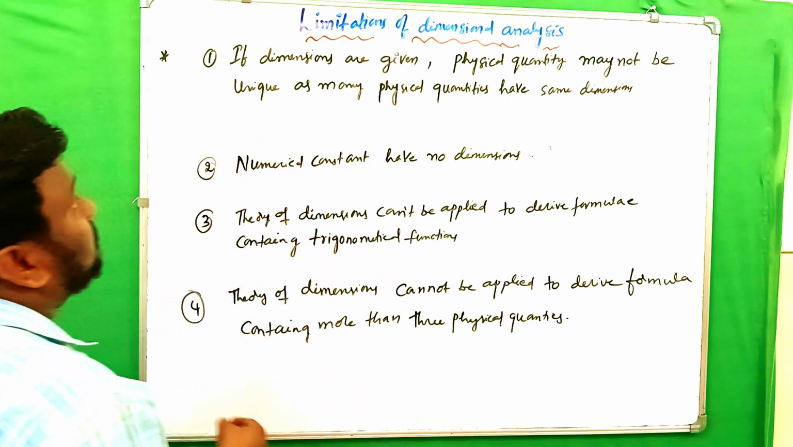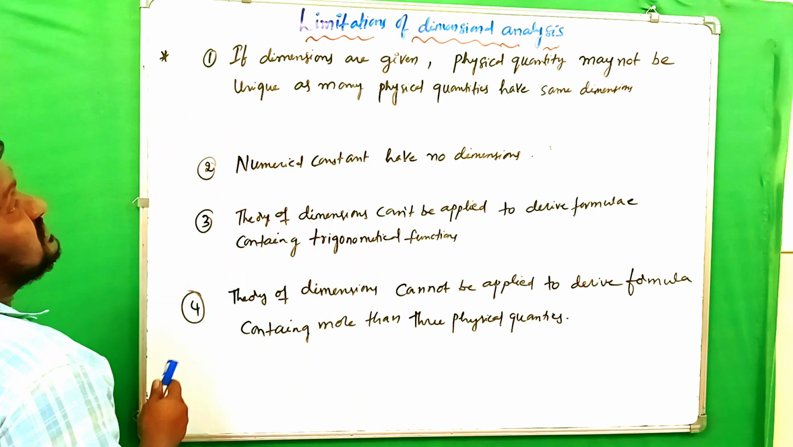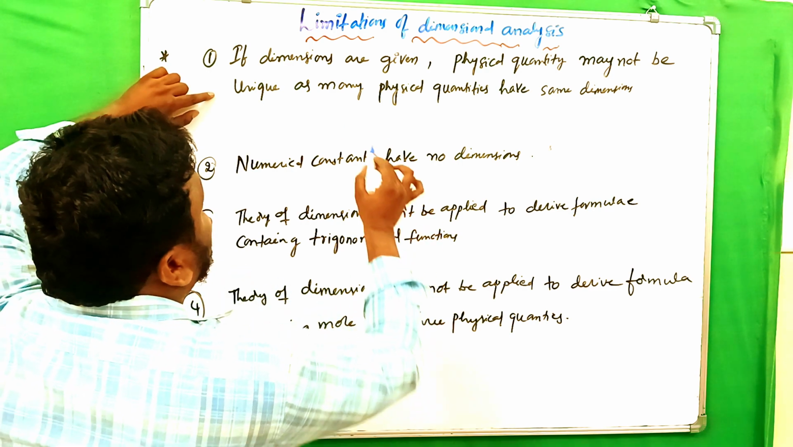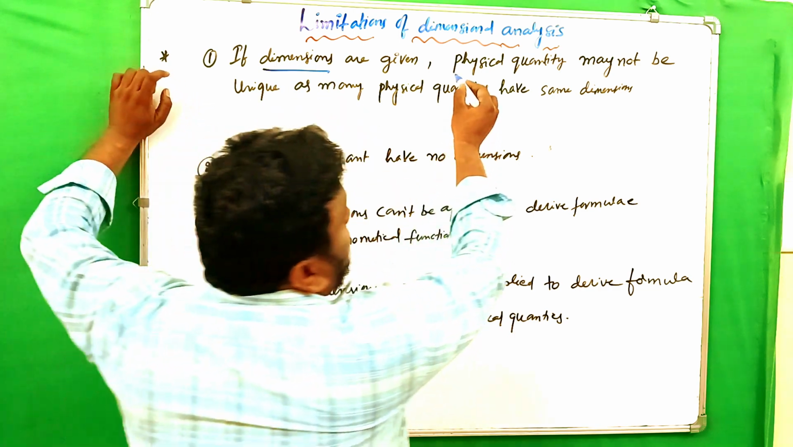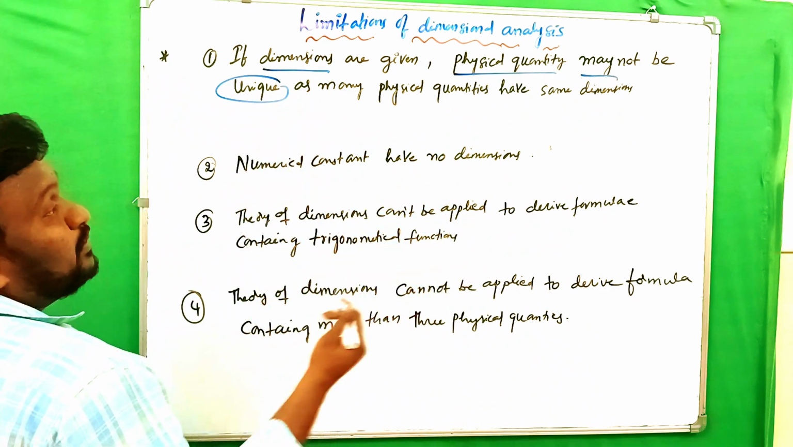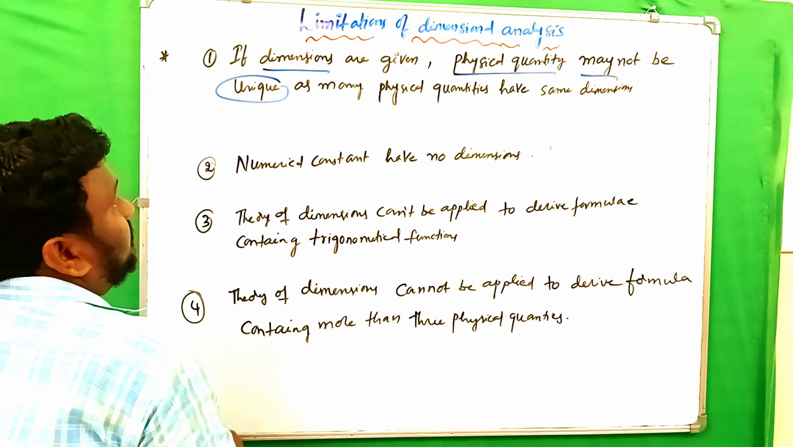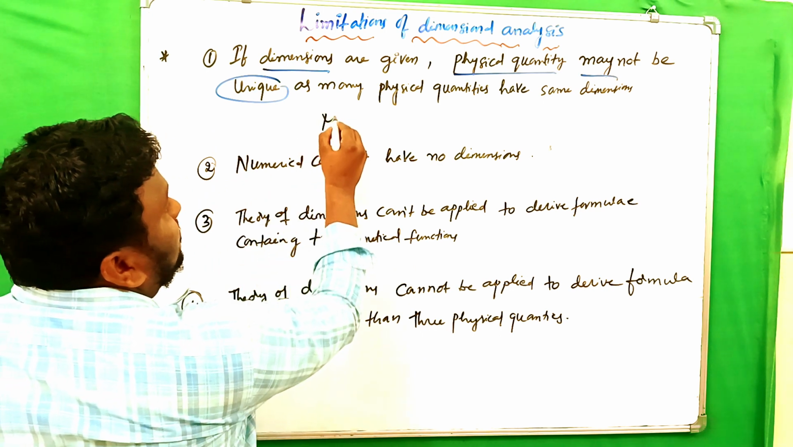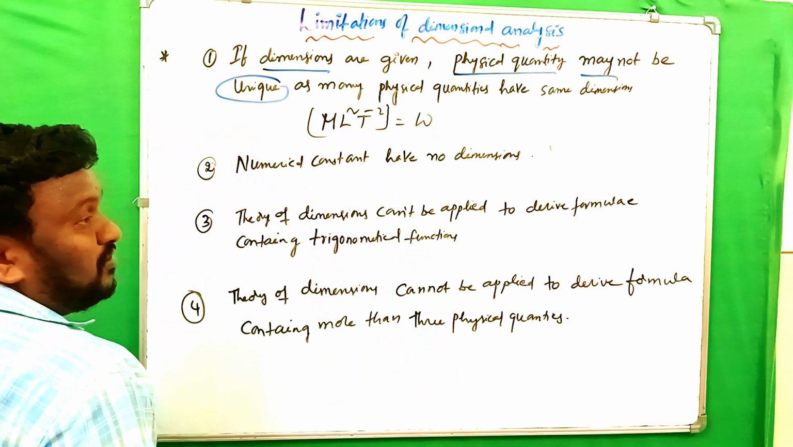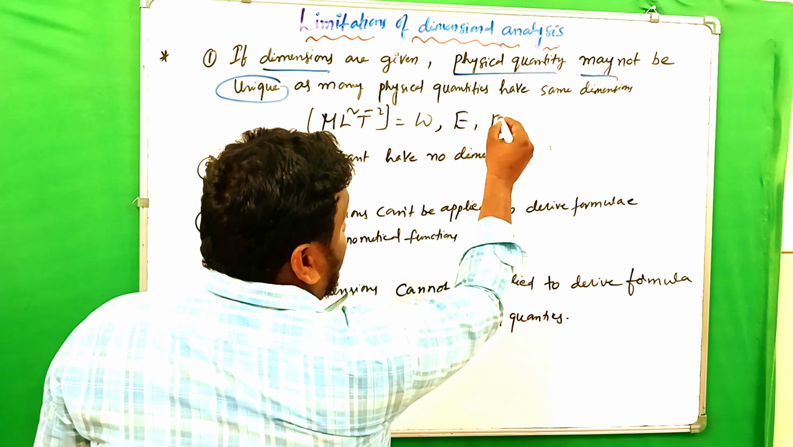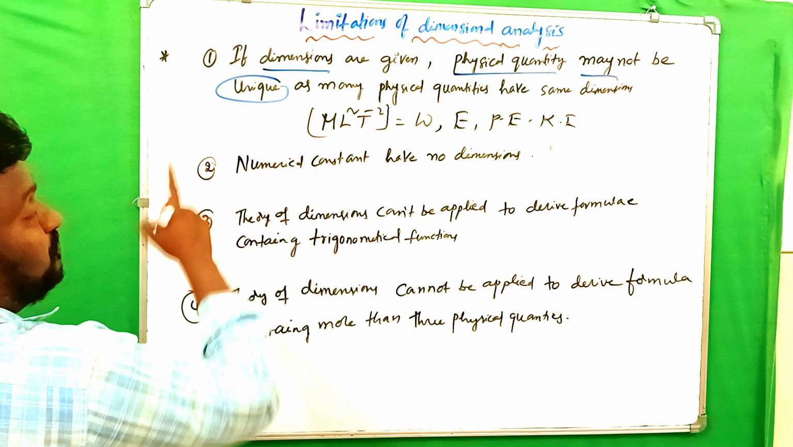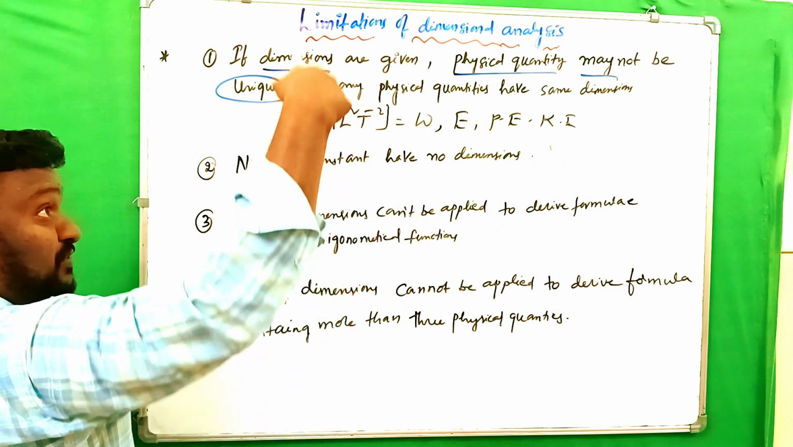On the board it is there, look here once. If dimensions are given, the physical quantity may not be unique, as many physical quantities have the same dimension. So when dimensions are given, a physical quantity may not be unique; not only one, different quantities also have the same dimension formula. For example, here we write a dimension formula ML square T inverse 2. It is the dimension formula for work, energy, potential energy and kinetic energy. Clear? So that is the problem here: the same dimension formula for different physical quantities.